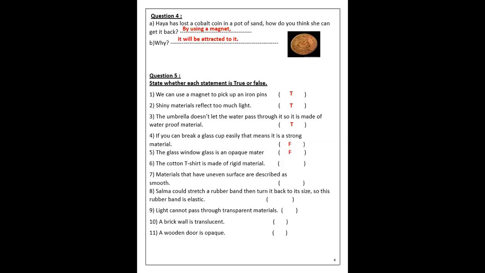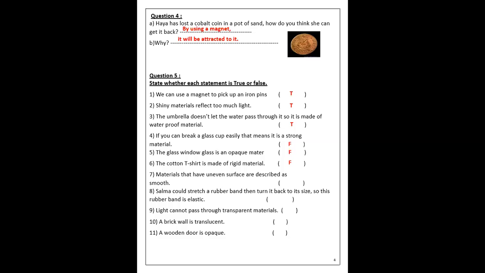Okay, he's saying to you, the cotton t-shirt, is it made of rigid material? Is it difficult to be bent? Of course, false. It is flexible. You can bend the cotton t-shirt easily. So it is flexible. It's not rigid. Okay, rigid like what? For example, like the plastic ruler, like the metal ruler. But the cotton t-shirt is made of flexible material.